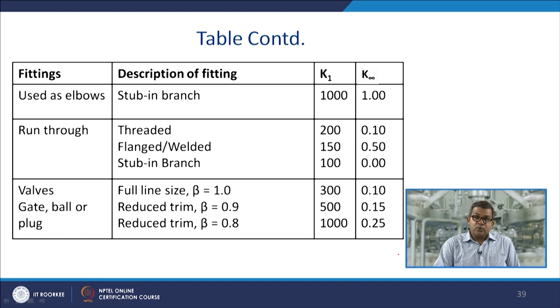Sometimes there are certain run-through fittings: threaded 200, 0.1; flanged or welded 150, 0.5; stub-in branch may be 100 and none. Sometimes valves may be a gate valve or a plug. The full line size, beta equal to 1.0, the K1 is 300 and K infinity is 0.1. Reduced trim, 500 and 0.15. Reduced trim beta equal to 0.8, for this the K1 is 1000 and K infinity is 0.25.